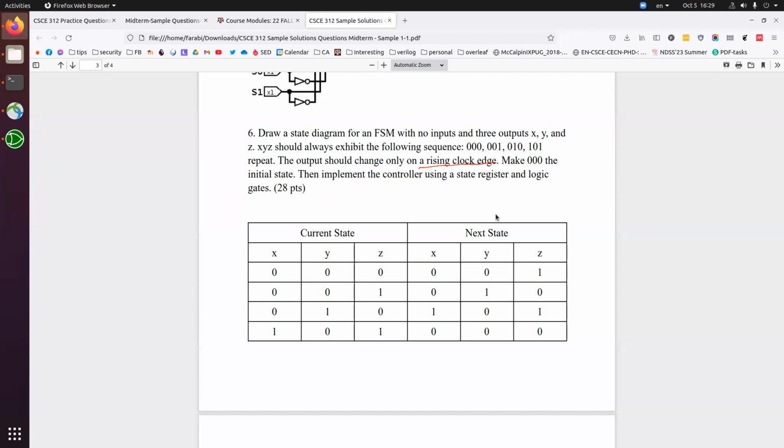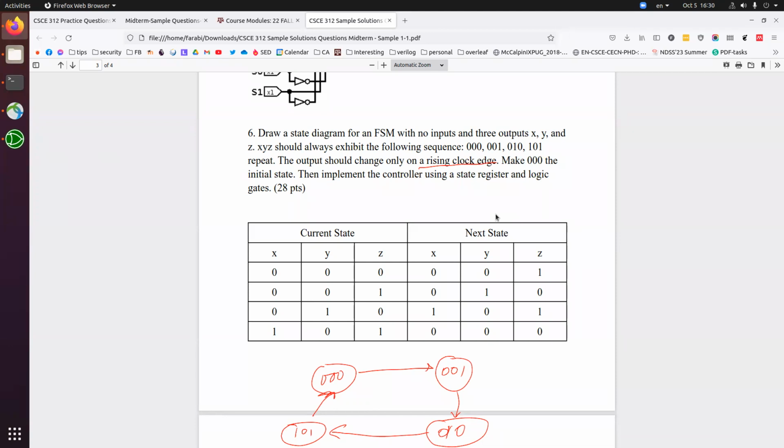If we consider this state table, the state diagram would be very simple. Like you have 000. From there, the next clock cycle, we should be at 001. The next clock cycle, we should be at 010. And the next clock cycle, we should be at 101. The next clock cycle, we should be at again 000. So that's the state diagram. There are no other transitions or anything. It's just one clock cycle and we go there.